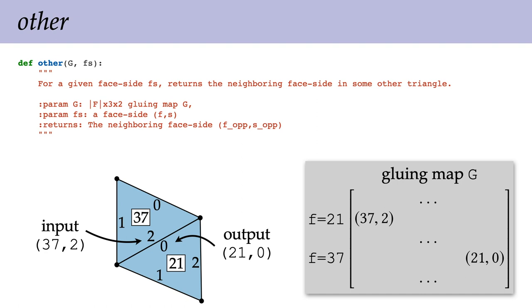So we can use this gluing map to, given one face side, get the neighboring face side in some other triangle. In code, this other helper function, which performs this operation, will just need to use the tuple to index the gluing map. However, if we do that on its own, it's going to return a length 2 NumPy array, which is not so useful to us. So instead, we'll have a little Pythonism here where we wrap this in a tuple constructor that causes this function to actually output a tuple like 21 comma 0. So now we can use this other helper function to, given a face side, get the adjacent face side in some other triangle.